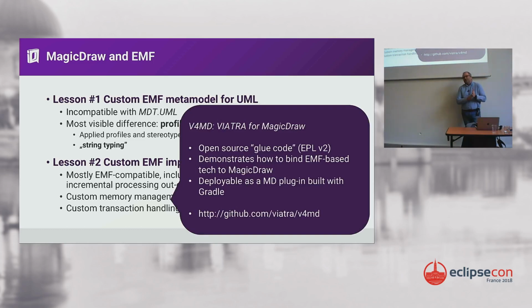Specifically, by the open source contributions, I mean a new project that we put on GitHub just a few weeks ago. It's called V4MD, so VIATRA for MagicDraw. It's basically the open source glue code released under version 2 of the EPL that shows how to bind an EMF specific tool such as VIATRA to MagicDraw. And what's very interesting is that this is itself deployable as a MagicDraw plugin on which your own plugins, should you want to write one for MagicDraw, can depend. So this is something that is directly reusable in case you want to experiment with this technology.